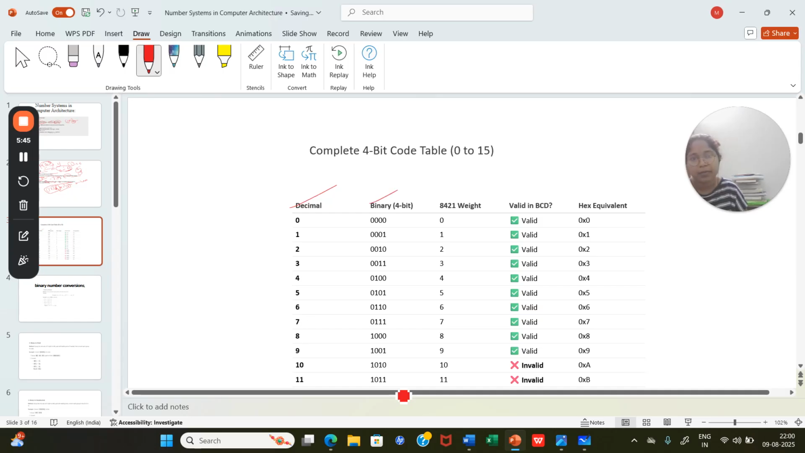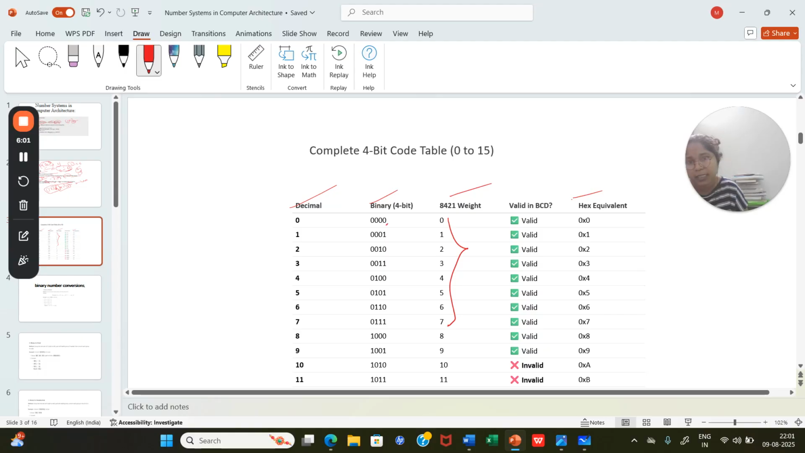Related to that binary number, we are going to write in hexadecimal numbers also, and 8421 also. Let me check the values for this. So for example, we will take from 0 to 7.